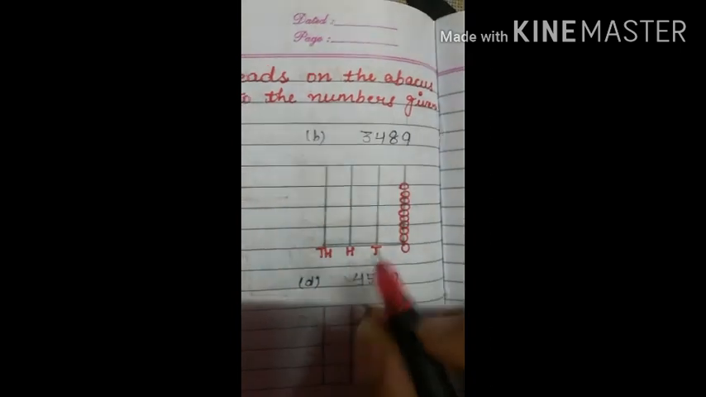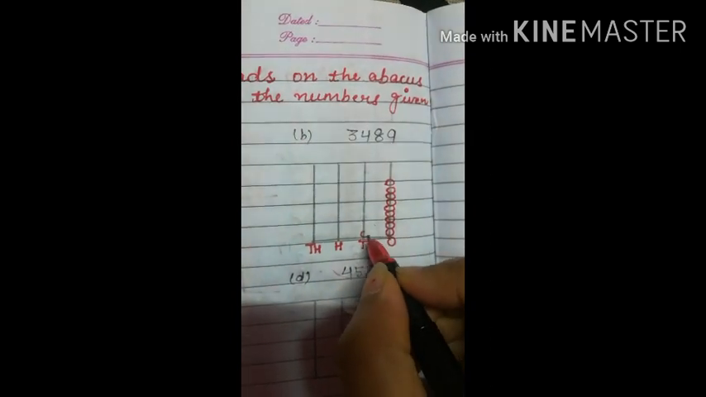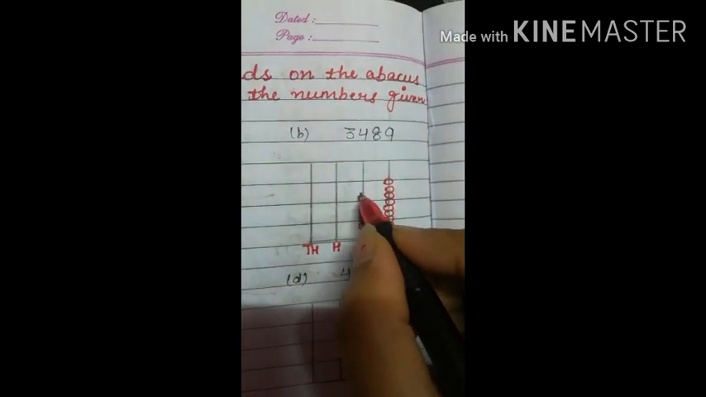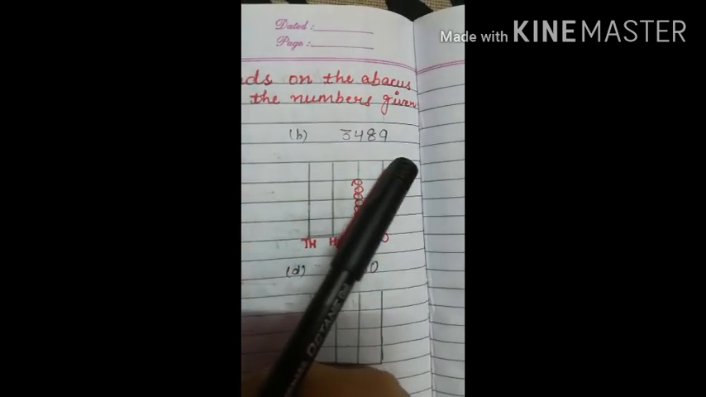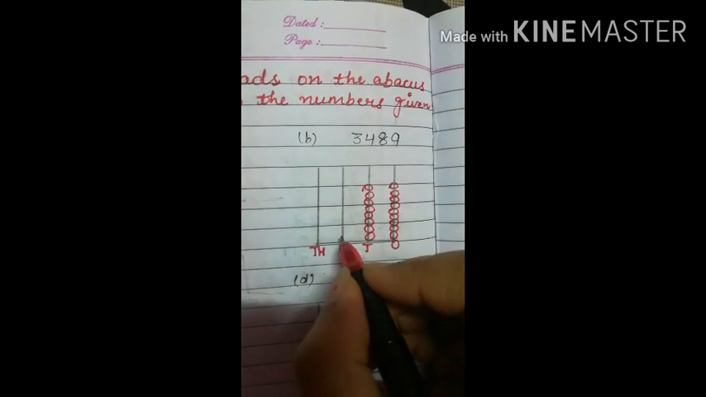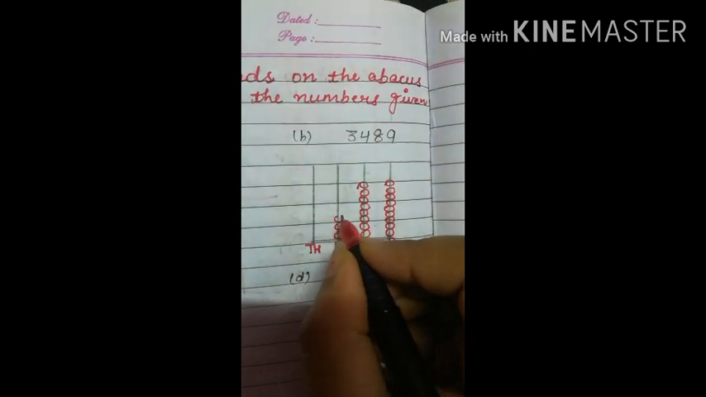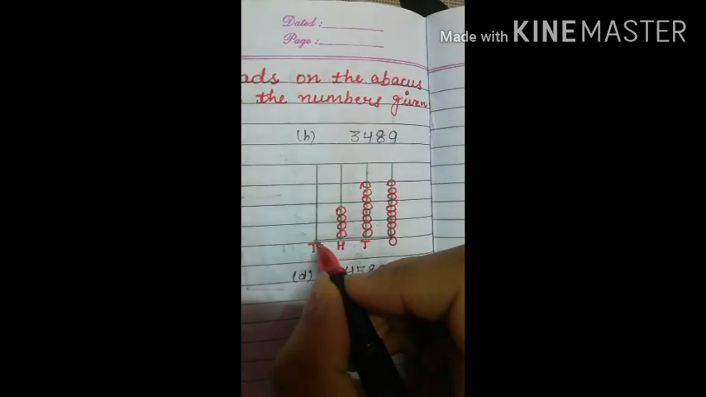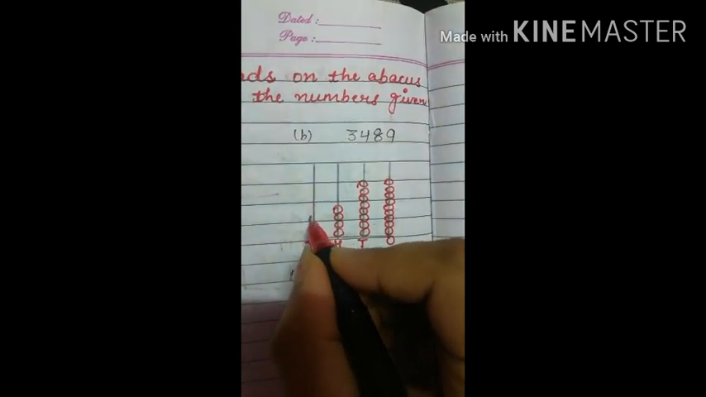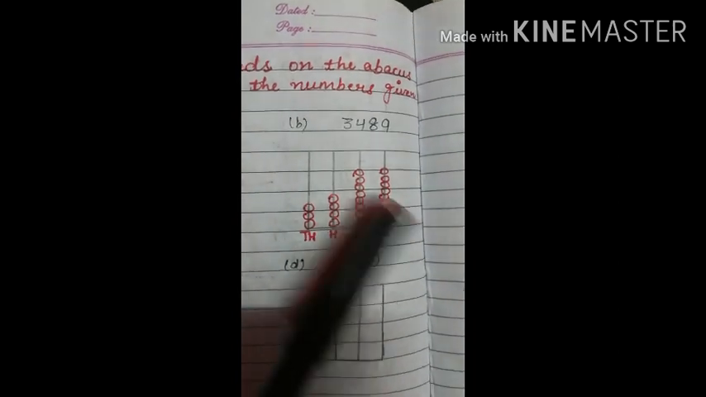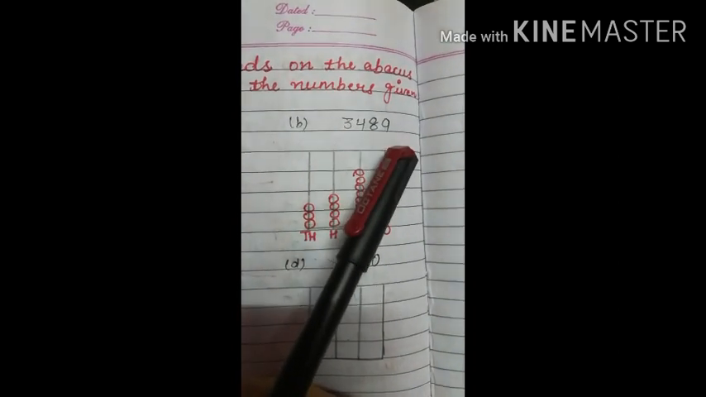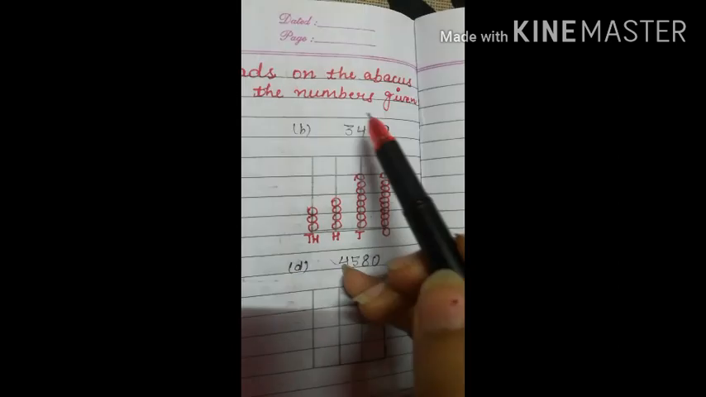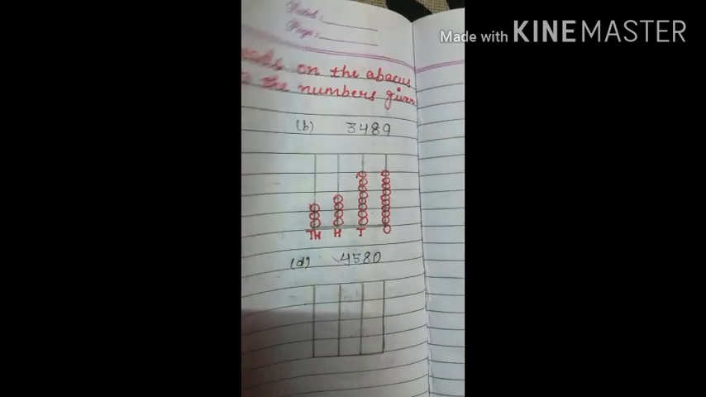On tens place we have 8. So 1, 2, 3, 4, 5, 6, 7, 8. On hundreds place we have 4. 1, 2, 3, 4. And on thousands place we have 3. So we will draw 3 beads on thousands place: 1, 2, 3. In this way we have represented 3489 on the abacus with the help of these beads that are representing the digits at all the 4 places.